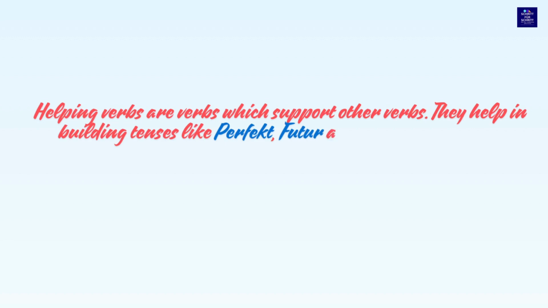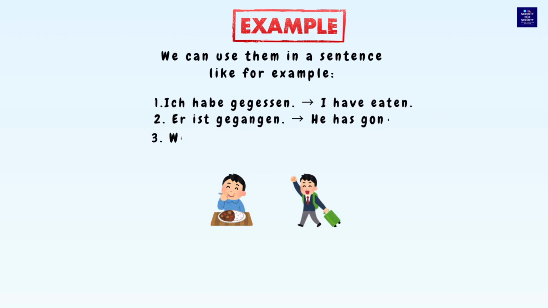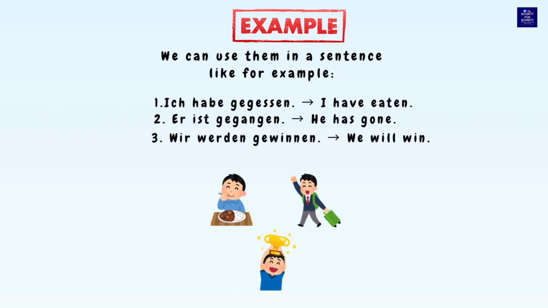Now, let's begin and understand what are helping verbs. Helping verbs are verbs which support other verbs. They help in building tenses like perfect, future, and passive in German. The three most important helping verbs are haben, to have, sein, to be, werden, to become, or will. Now we can use them in a sentence like, for example, ich habe gegessen, which means I have eaten. Er ist gegangen, which means he has gone. Wir werden gewinnen, which means we will win.